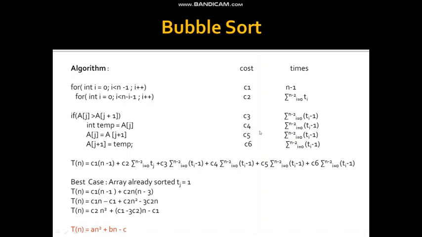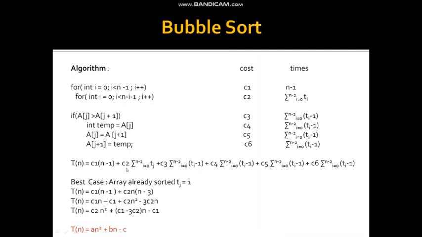You don't need to focus too much on this. These are just the number of times the statement can execute. The time complexity will be derived from these costs and times. So in our first statement, the cost is C1 and the times is n minus 1, so we multiply both of them. Then we add the cost and time multiplication of all the statements below in this time equation.